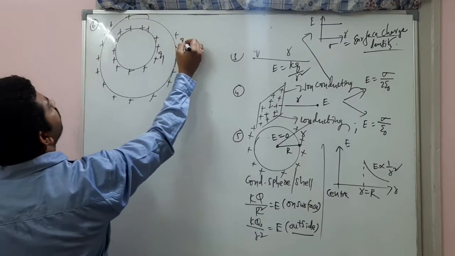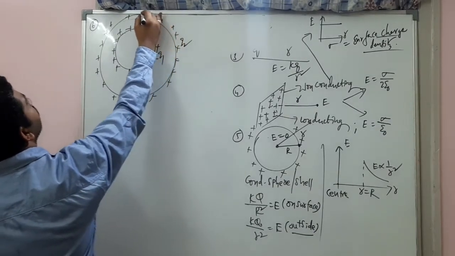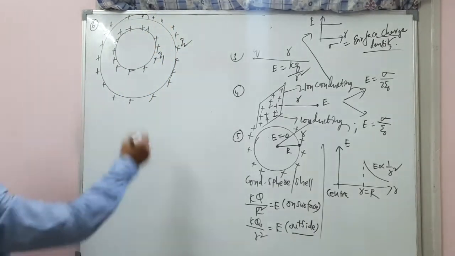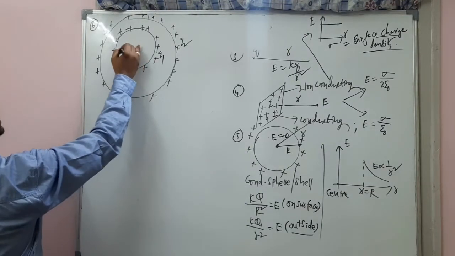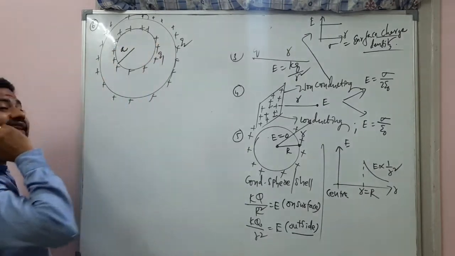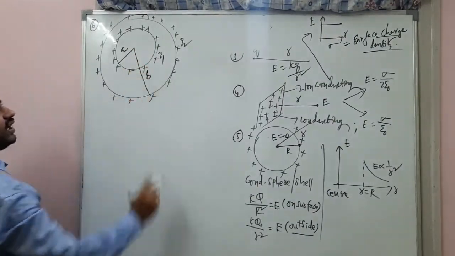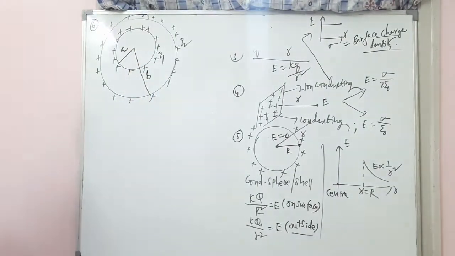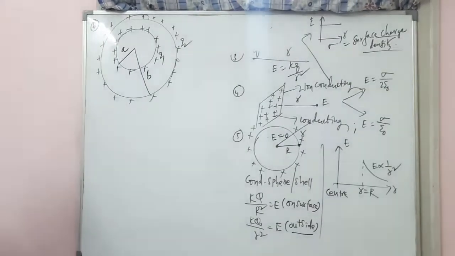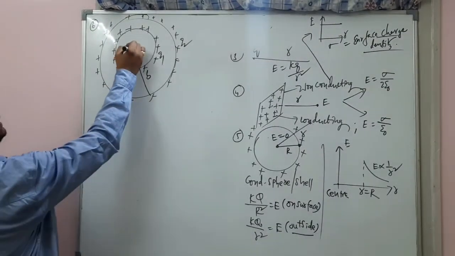A charge Q2 is mentioned for this. The radius of the inside concentric shell is A and the radius of the outer concentric shell is B. And you all know that there is a common center for these.